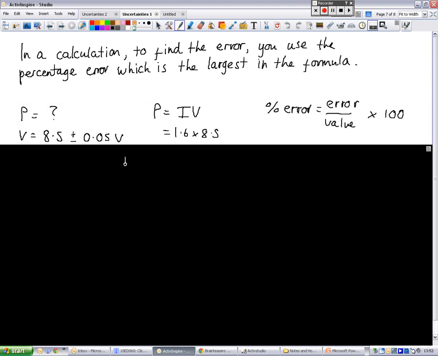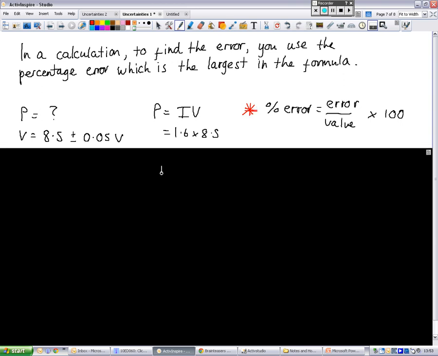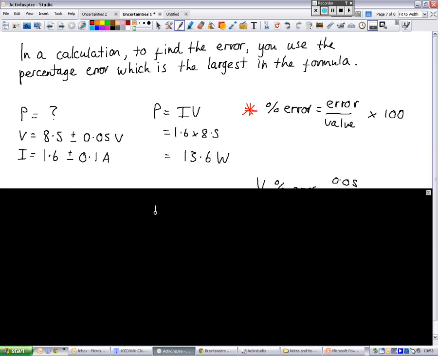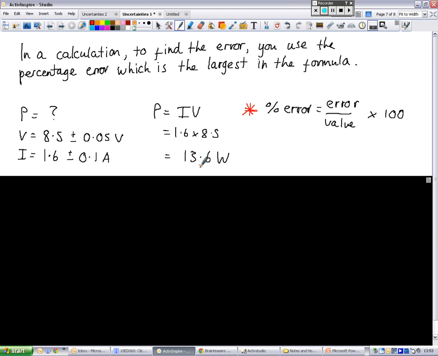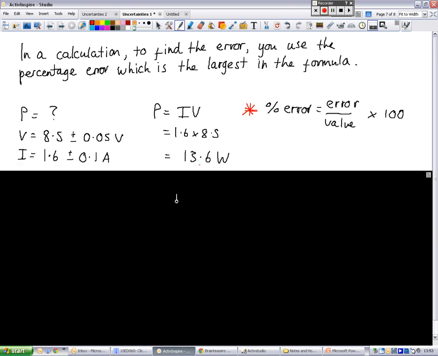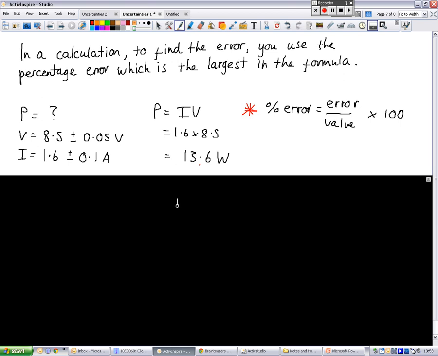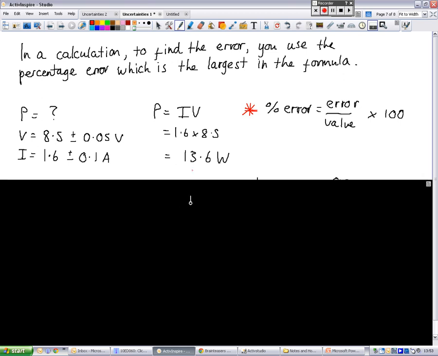We can calculate percentage error by using this formula here. It really is just a basic percentage: the error divided by the value times 100. So it tells you what percentage of the overall value the error is. We calculate P equals IV first, and you get 13.6. That's your final value. Whereas when we've got multiple values, we calculate the mean and that becomes our final answer, here we don't have multiple measurements. It's just one set of measurements, so 13.6 is our answer.